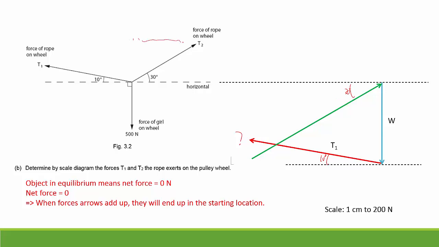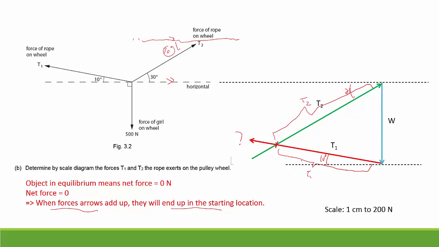You draw a horizontal line, and by alternate angle, this one will also be 30 degrees. So this will be 30 degrees, and you just draw one line. And remember, when all the force arrows add up, they will all end up in the same location, which means that the only possible case to complete this triangle is that T1 must be only this length from here to here, and T2 must be this length from here to here. So this must be T2 and this must be T1.